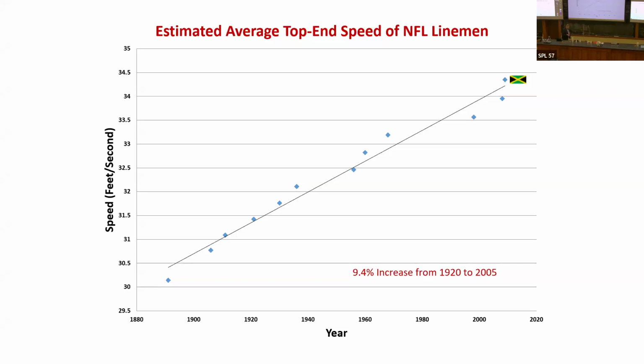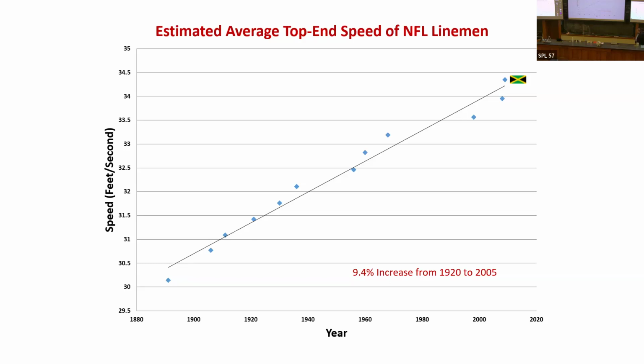So the next question is, have they gotten faster? And the answer is almost certainly yes. They're in better shape than they ever were. They've got good nutrition. Now, the problem is they don't measure or archive 40 times for linemen.